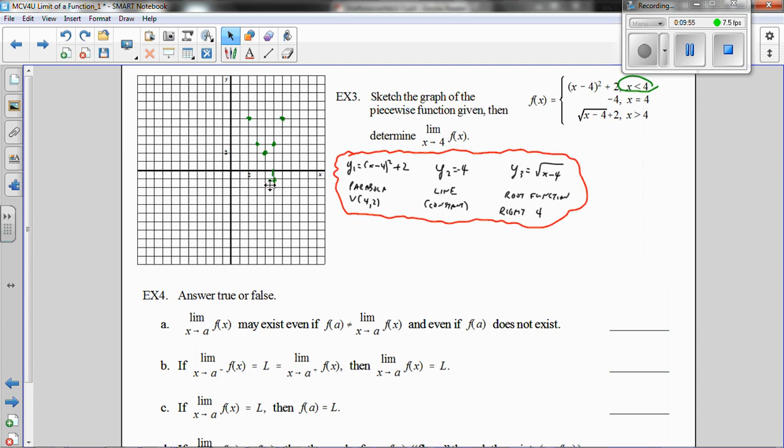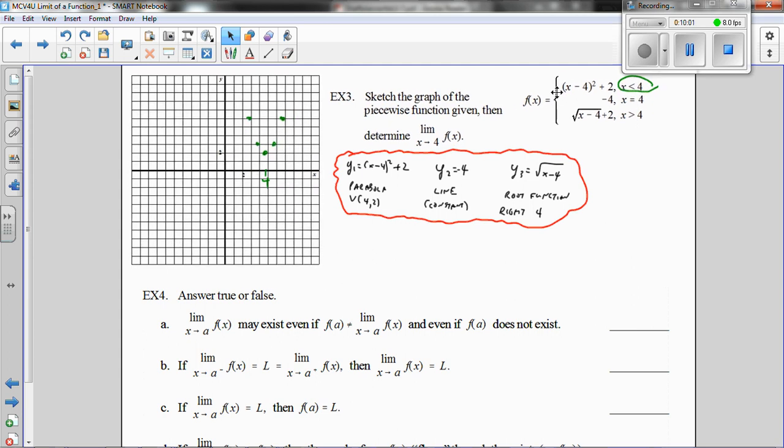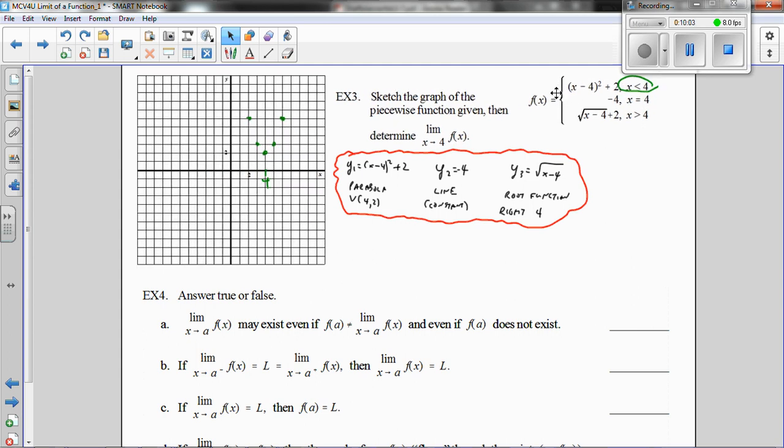There's 4 right there now. There, that looks better. And so this function is only true for values of x less than 4. So here's the values that work.